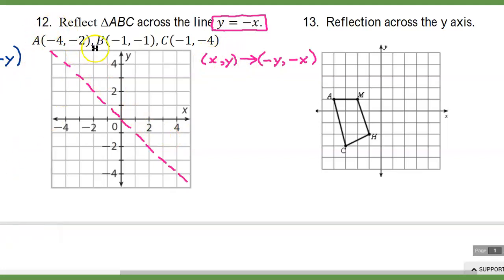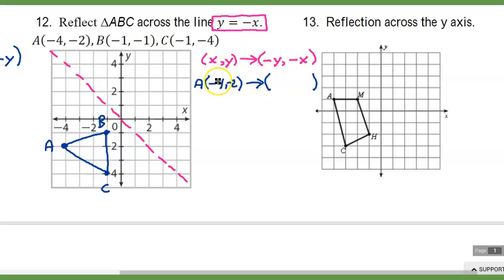Let's go ahead and plot our original pre-image. A is -4, -2. There's A. B is -1, -1. There's our B. C is -1, -4. So we have a triangle. All right, so we write these down. We have A, which is -4, -2. That's going to transform into, remember, the opposite of both and then switch them.